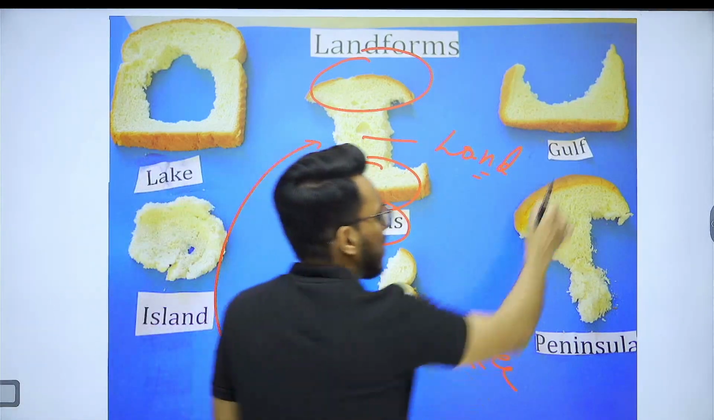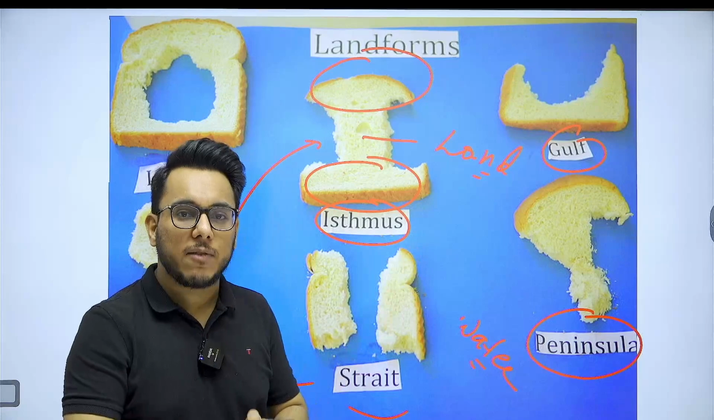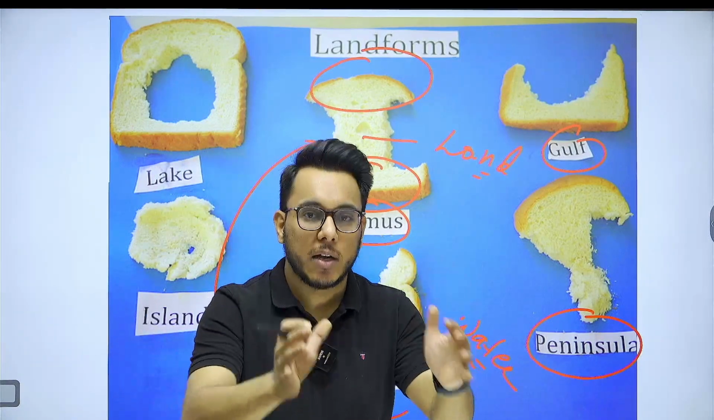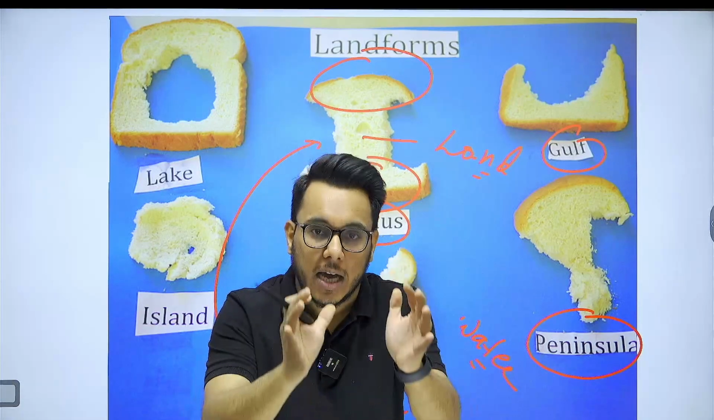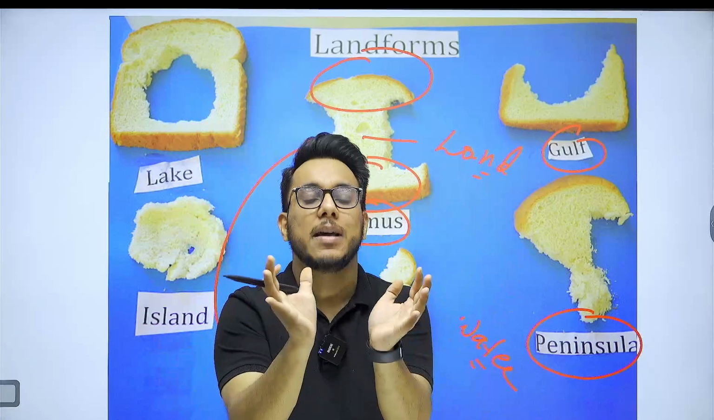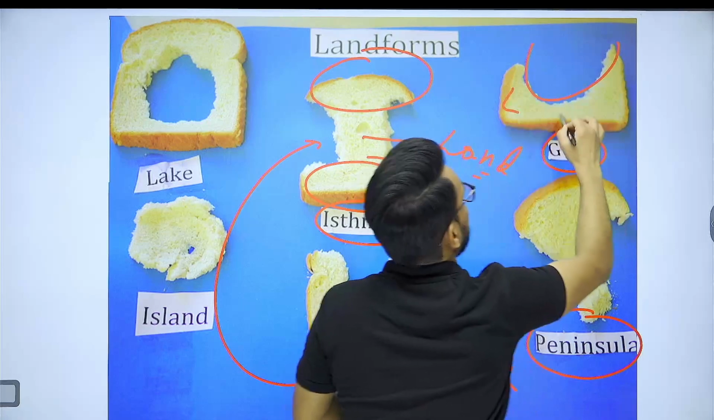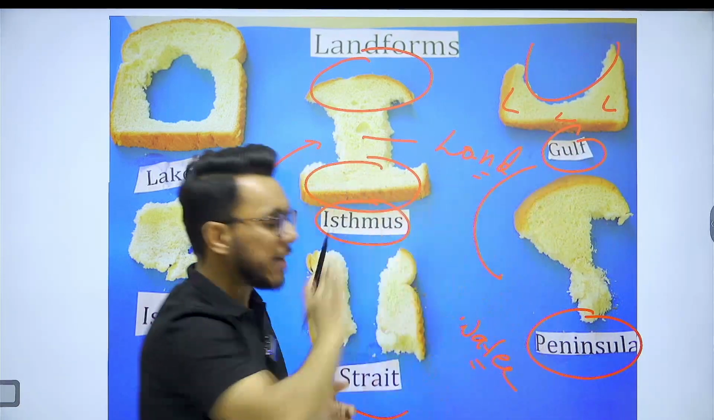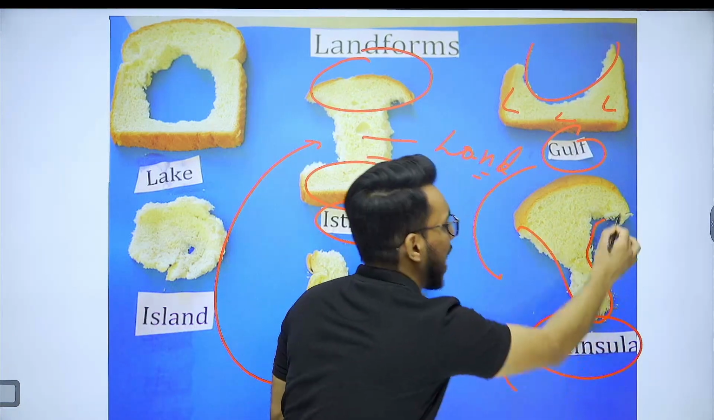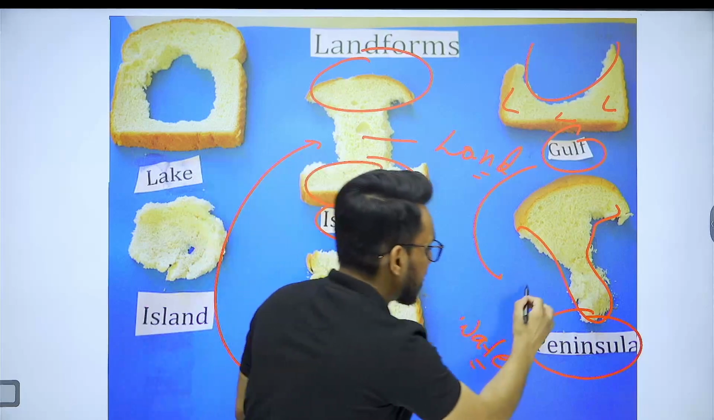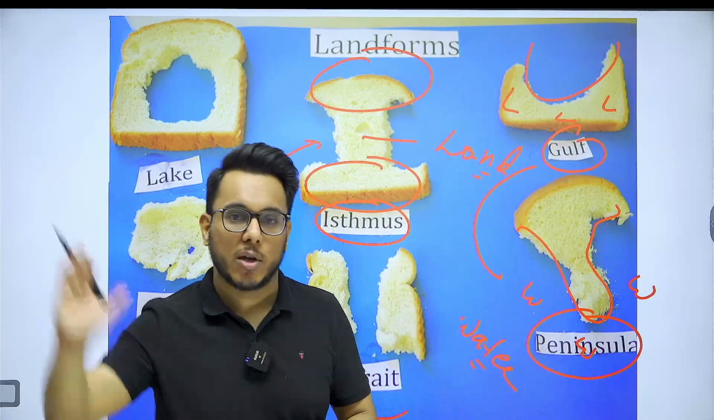Then we also have Gulf and Peninsula, an additional concept. What is a Gulf? A Gulf is an inlet of sea or ocean towards the land, a water body which is surrounded by land on three sides. So here we have this Gulf: land, land, land. Then we have a peninsula, which is the opposite. A peninsula is a piece of land which is surrounded by water on three sides. For example, the Indian Peninsula is surrounded by water on three sides.